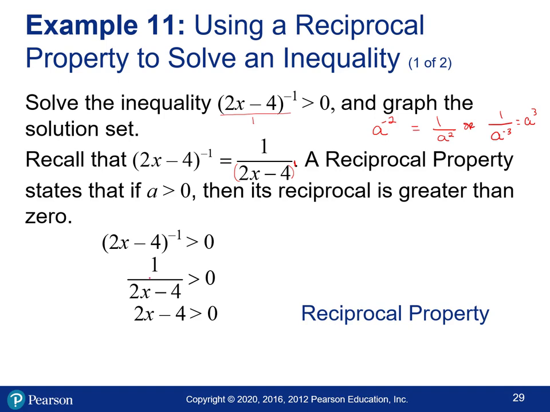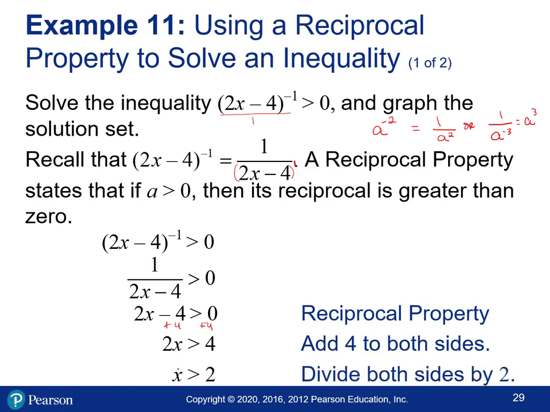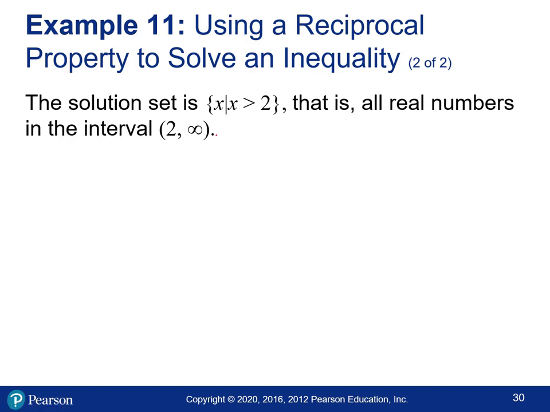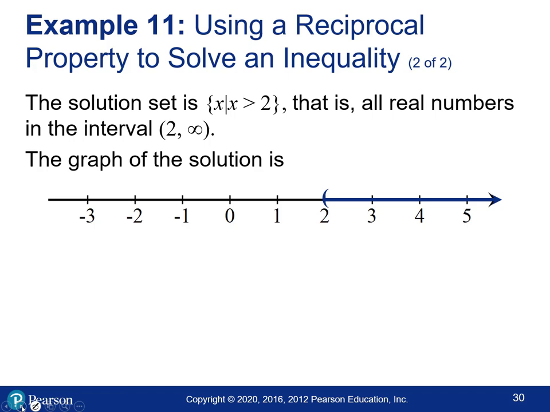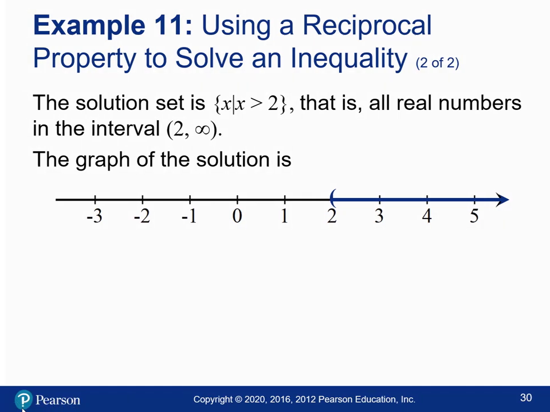Using the reciprocal property, we know that if 1 over 2x minus 4 is positive, then 2x minus 4 itself is positive. So we can solve it that way: add 4 to both sides, then divide by 2, and x is greater than 2 is our answer. We used our reciprocal property to go from this fraction to this one. So we have the set of all x's such that x is greater than 2, and (2, infinity) for our interval, and as a graph.